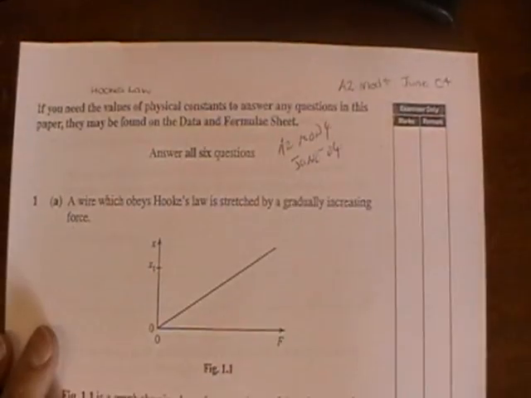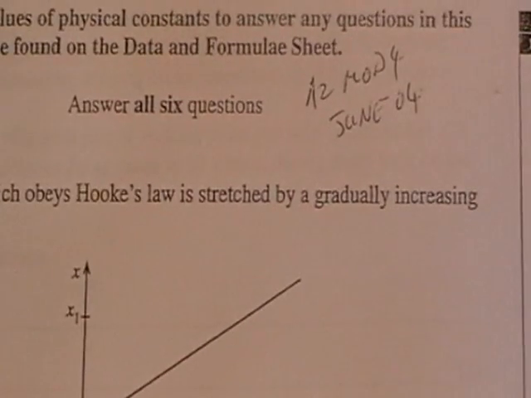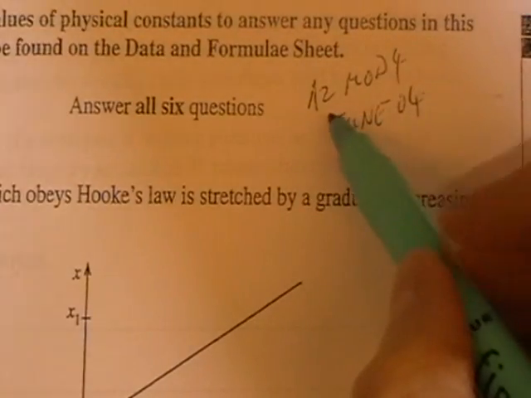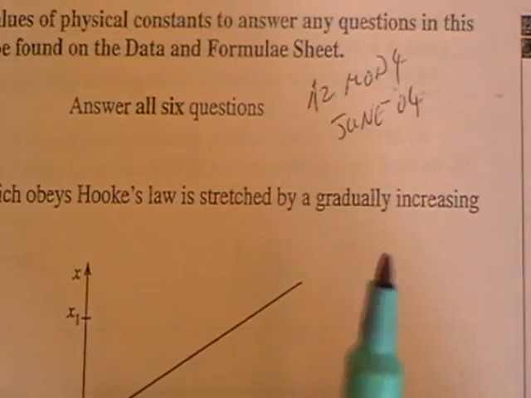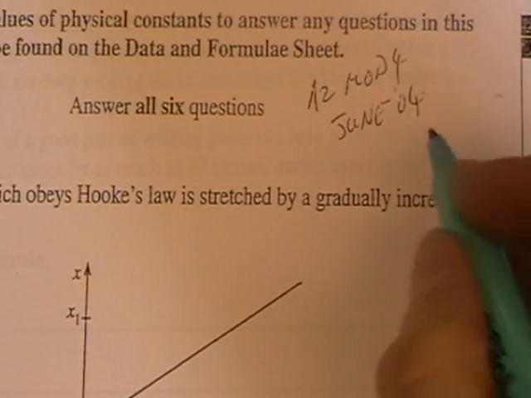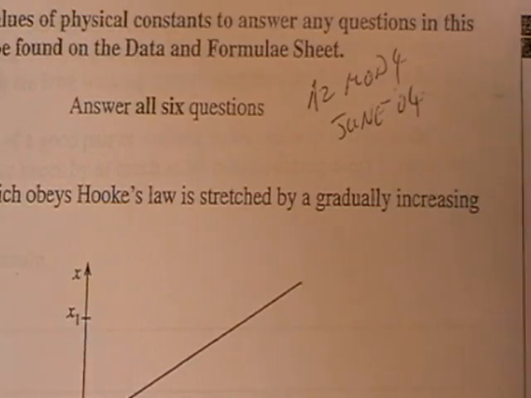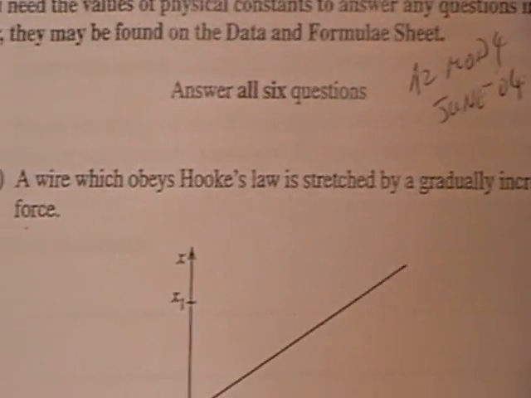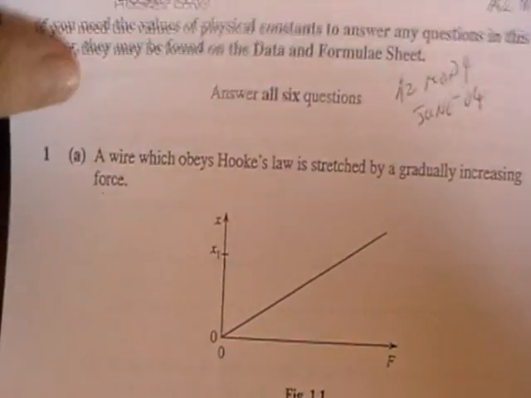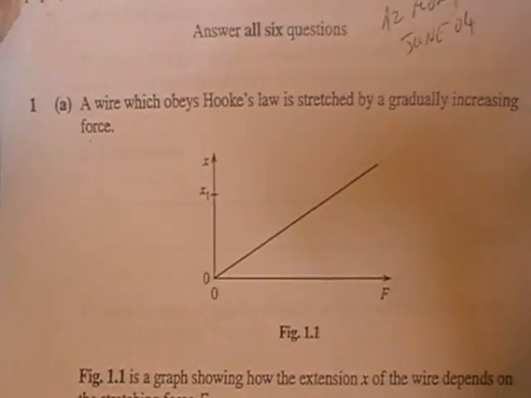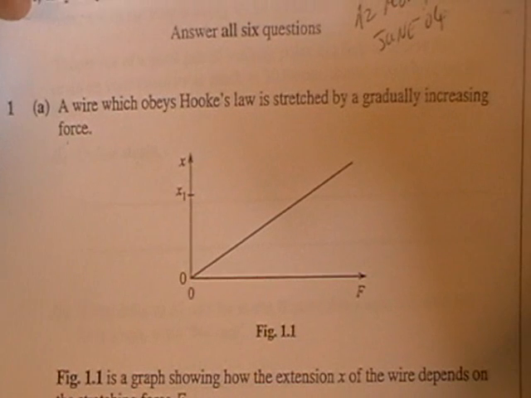So the first question here, I'll just come in a wee bit so you can see, previously was on an A2 paper, Module 4, and this is June 04. It's now on your AS1 paper. So this is June 04 and this is question 1. And this question is about a wire which obeys Hooke's law. It's stretched by gradually increasing force.